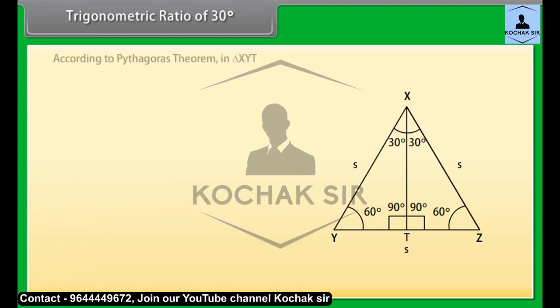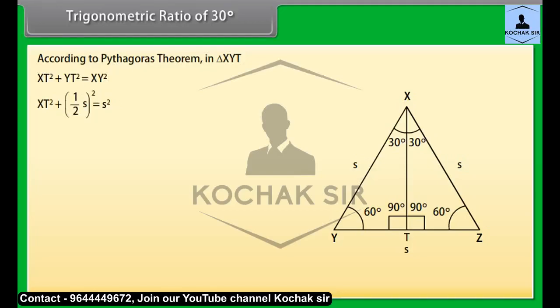According to Pythagoras' theorem, in triangle XYT, XT square plus YT square is equal to XY square. By substituting the values, we get XT square plus 1 upon 2 S whole square equals S square. Now, by calculating it, we get XT is equal to square root of 3 upon 4 S square, which is square root 3 upon 2S.